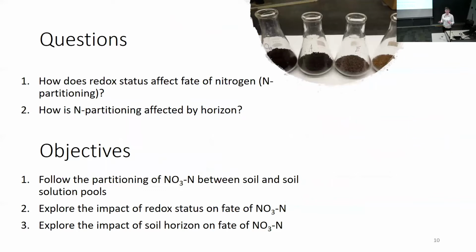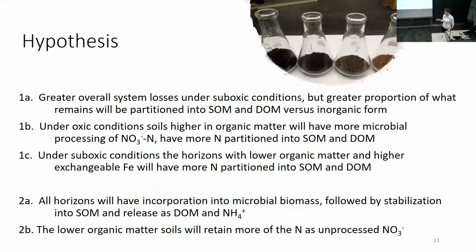So from this, I had two main questions. One, how does redox status affect the fate of nitrogen in a forest soil? And how is the partitioning affected by horizon? So what effect does mineralogy and organic matter have? To be able to do this, we wanted to follow partitioning of nitrate between the different soil and solution pools so that we could explore the impact of redox status and soil horizon on the fate of nitrogen.